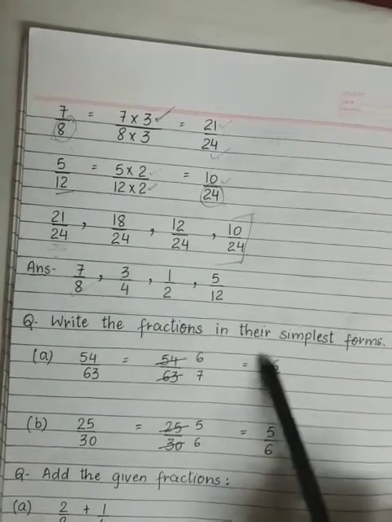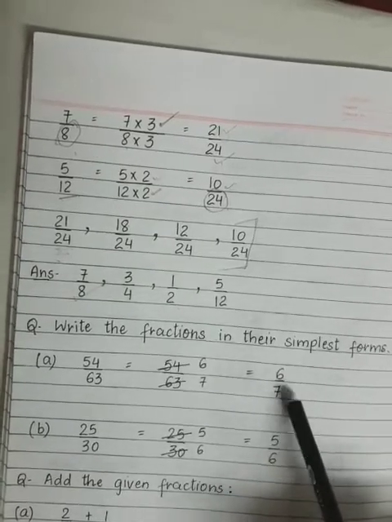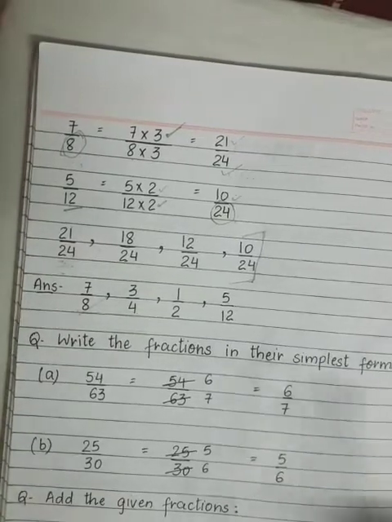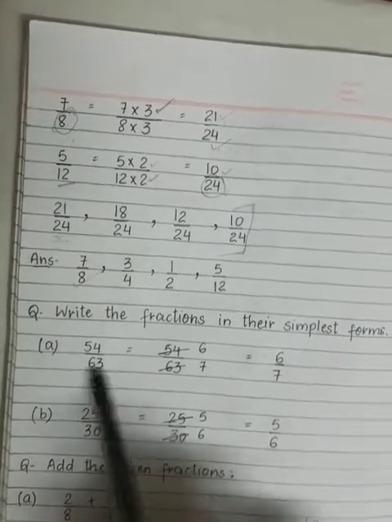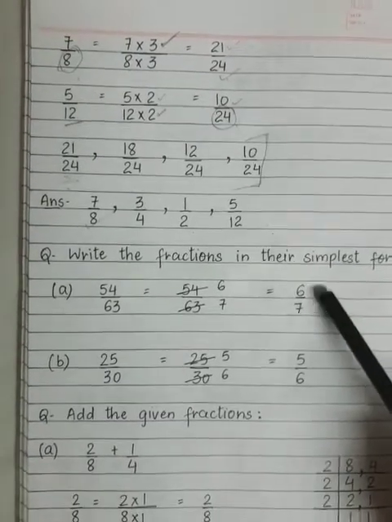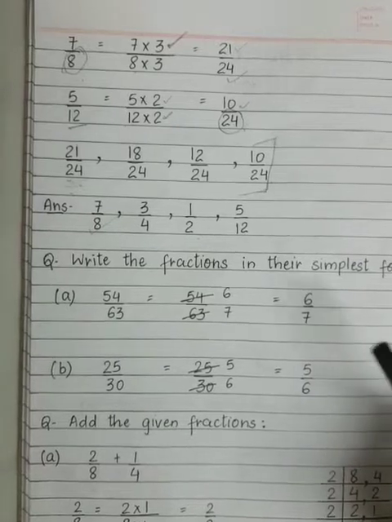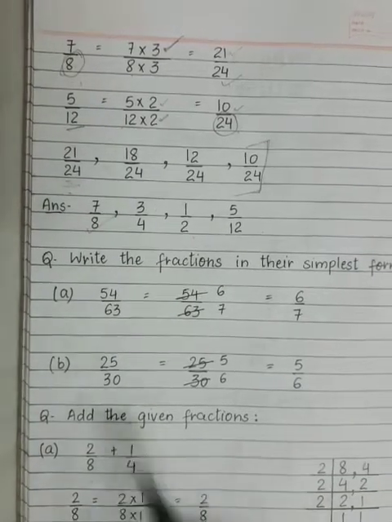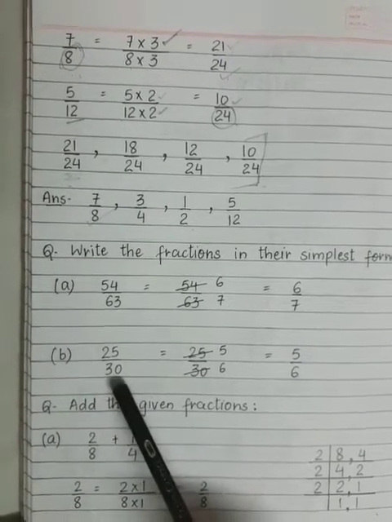Okay, and we write 6 here as the numerator and 7 as the denominator. Okay, so the simplest form for this fraction is 6 upon 7, because 6 and 7 have only 1 as their common factor, right? Okay. Next is 25 upon 30.